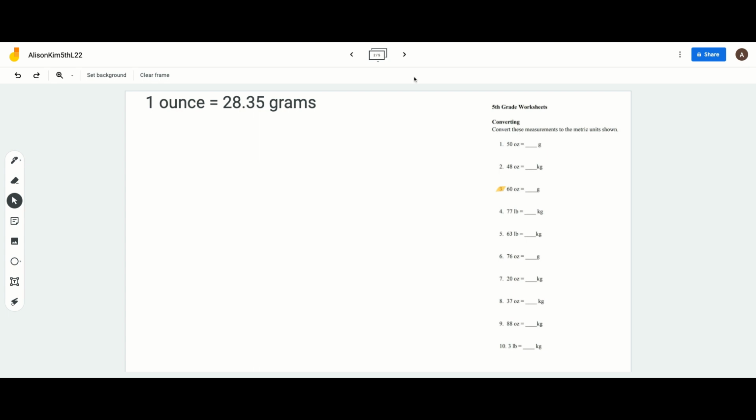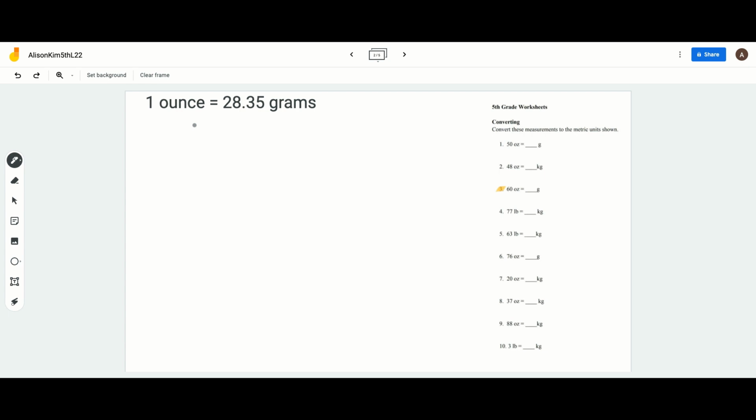Number 3, we have to figure out how many grams goes into 60 ounces. And I know that this worksheet does not give you the table for how many grams goes into ounces, kilograms goes into ounces, and all that stuff. So you can use Google to figure it out. When I used Google, I found out that 1 ounce equals about 28.35 grams. So we're going to use that to our advantage.